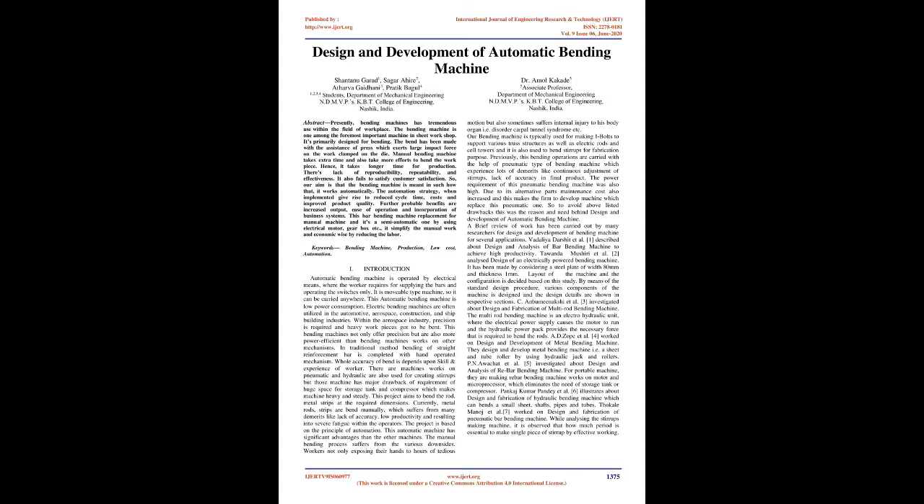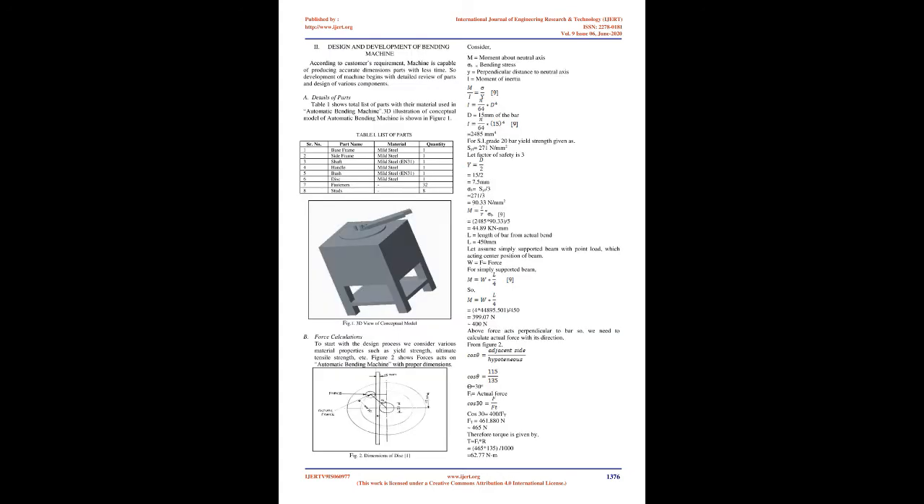Our bending machine is typically used for making eye-bolts to support various truss structures as well as electric rods and cell towers, and it is also used to bend stirrups for fabrication purposes. Previously, these bending operations were carried out with pneumatic bending machines, which had many demerits like continuous adjustment of stirrups and lack of accuracy in the final product. The power requirement of this pneumatic bending machine was also high.